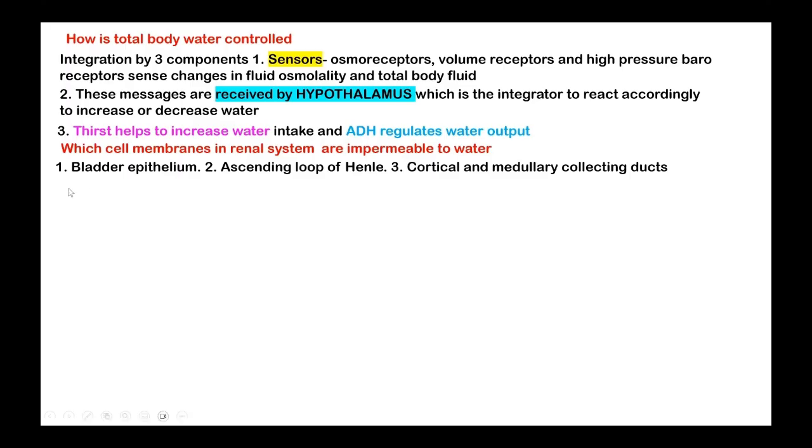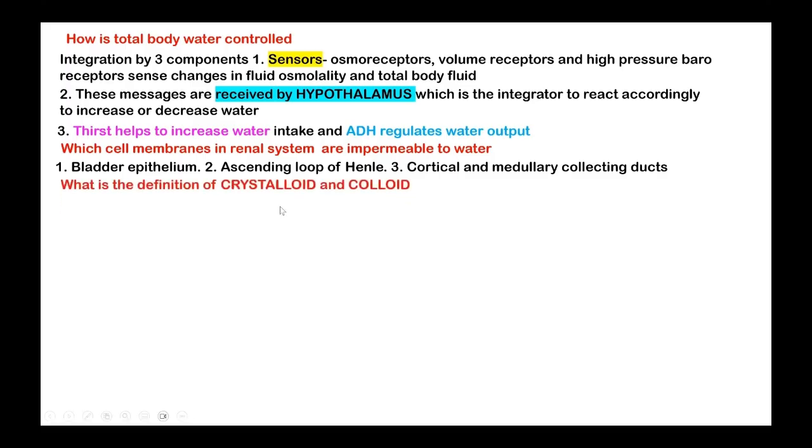Urinary bladder epithelium does not permit water, otherwise urine will get reabsorbed. Ascending loop of Henle and cortical and medullary collecting ducts. These are the three locations where water is impermeable. Okay.